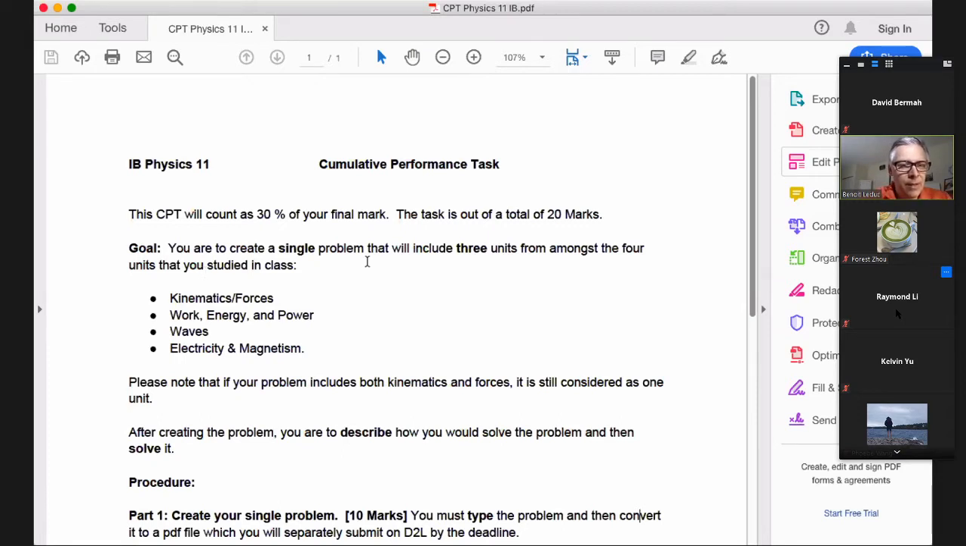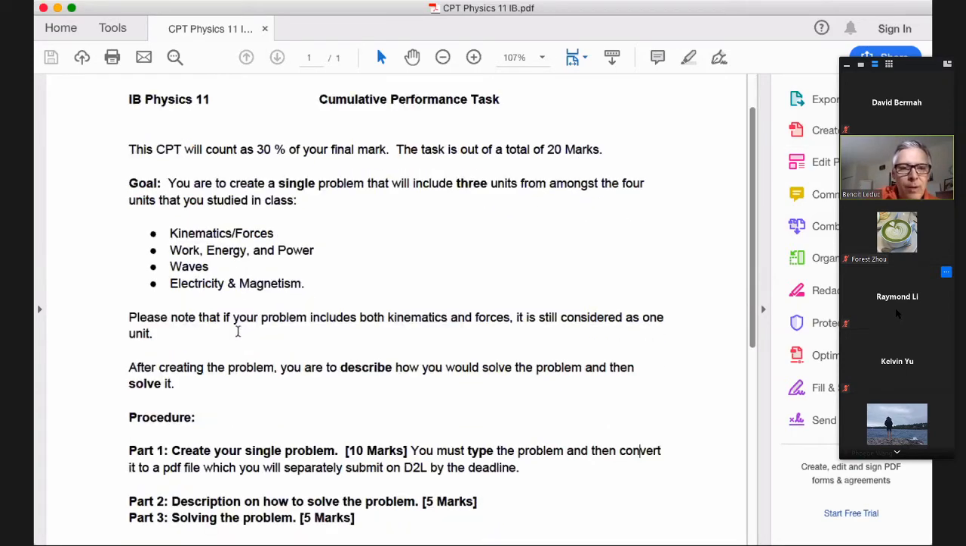Okay. So a single problem that includes 3 of the 4 units studied in class: kinematics and forces, work, energy and power, waves, and electricity and magnetism. Now, I put kinematics and forces together because kinematics is everywhere, right? It's the basis. It's like addition, multiplication, division for math. That's the base. So if your problem includes kinematics and forces, this is still considered as 1 unit, all right?